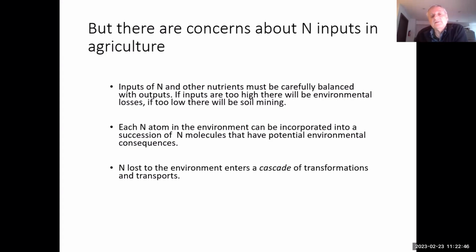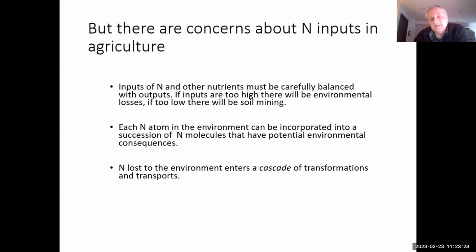The inputs of N and other nutrients, as you heard from Drew, must be carefully balanced with the outputs. If inputs are too high, there will be environmental losses. But if they're too low, you may get into a situation of soil mining. So the next point is that each nitrogen atom that's released into the environment can be incorporated into a succession of nitrogen molecules from one to the other to another, each of them having potential environmental consequences. So it's not just one outcome from one molecule or one atom that's being released. It could be multiple outcomes. You'll see that in a sec.